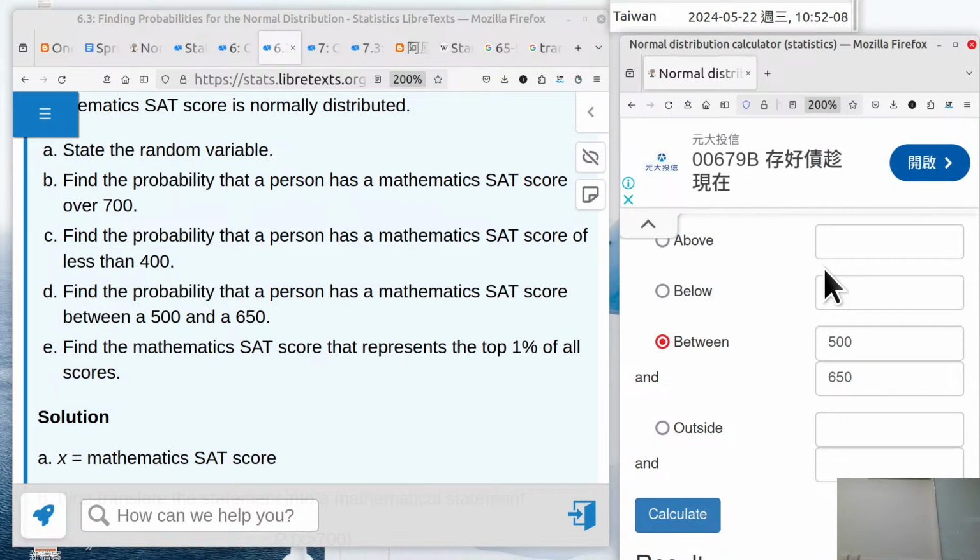Okay. Last question. Find a score that represents the top 1%. Oh, that's elite. Best of the best, I mean only in this field, about the exam. Okay, 1% of all scores. What is the score that will cover 1%?